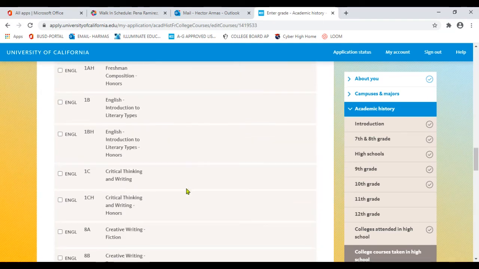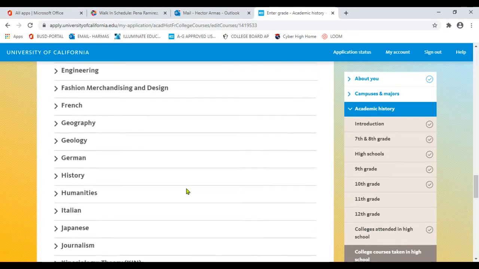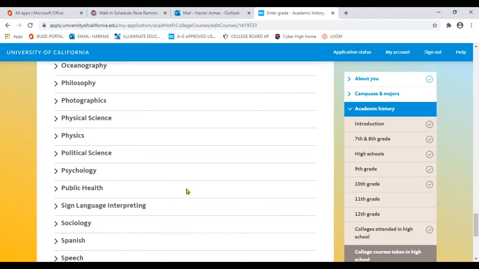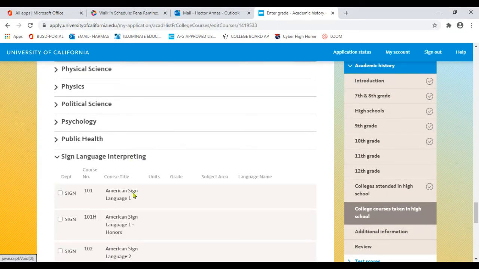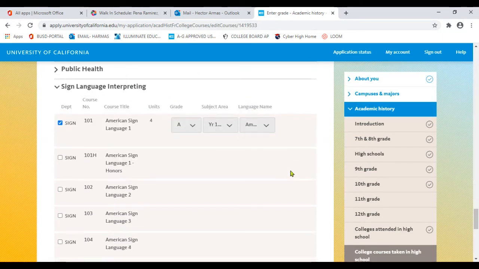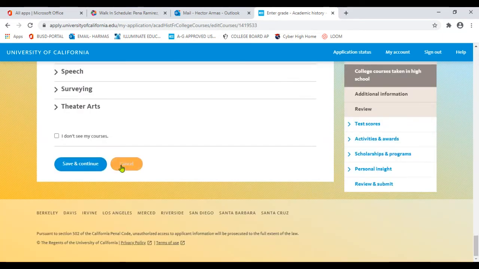And after school, I also took American Sign Language. So I'm going to go over here under American Sign Language. I think that's going to be sign language. There it is. I also took American Sign Language 101, and I also did well in that class. That class fulfills the foreign language requirement. So I'm going to look for foreign language other than English, and it's equivalent to 1 year. So I'm going to put 1 year there. Language name: there it is, American Sign Language. Okay, so now I'm going to say save and continue.